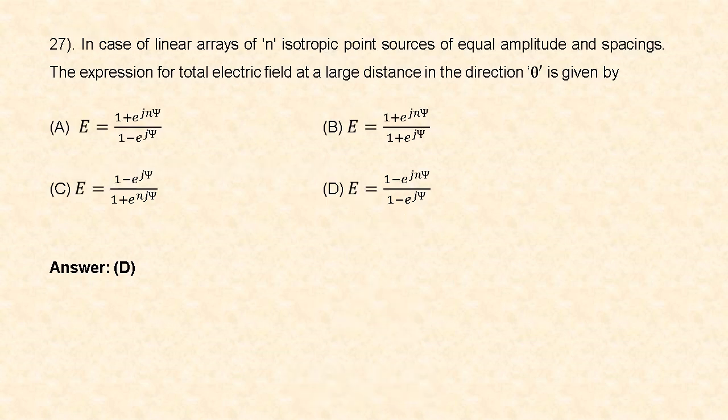Next question. In case of linear arrays of n isotropic point sources of equal amplitude and spacings, the expression for total electric field at a large distance in the direction theta is given by. The expression for total electric field is given by the formula E is equal to (1 minus e power j n psi) divided by (1 minus e power j psi). So option D is correct.